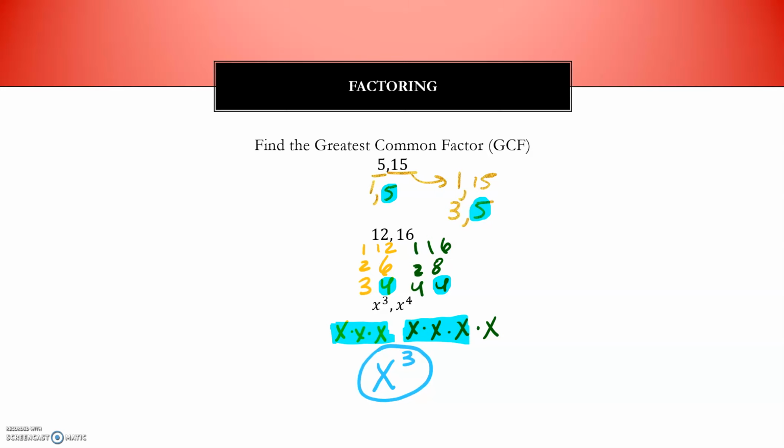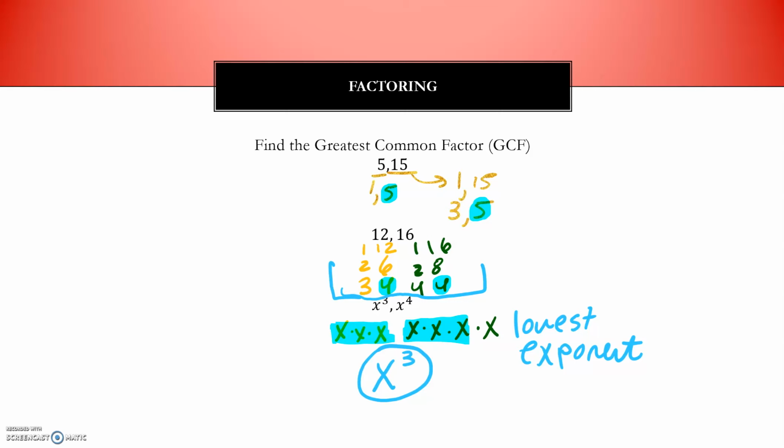For variables, different from the others, there is a shortcut. For variables, it is the lowest exponent. So if we have a 4 and a 3, then it's 3. That can be confusing. If I have 3 and 5, it's 3. If I have 7 and 9, it's 7.